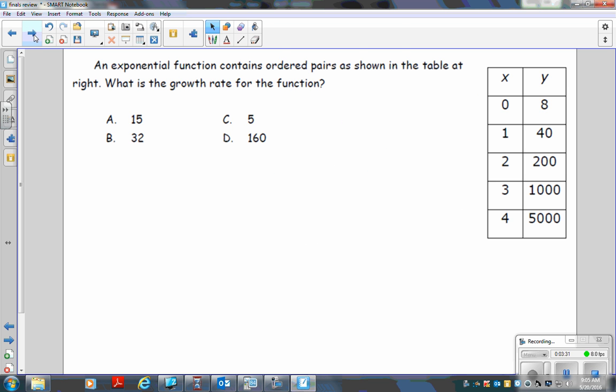All right, what is the growth rate? The growth rate is how much you're multiplying by or how much you're dividing by. In this case, we're multiplying by 5, because 8 times 5 is 40, and 40 times 5 is 200.